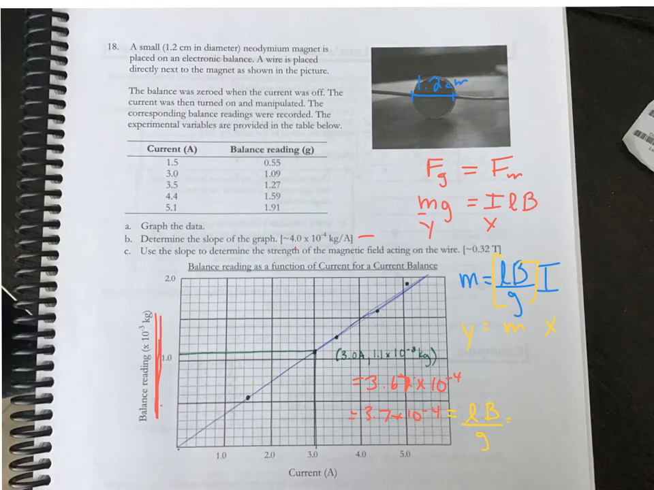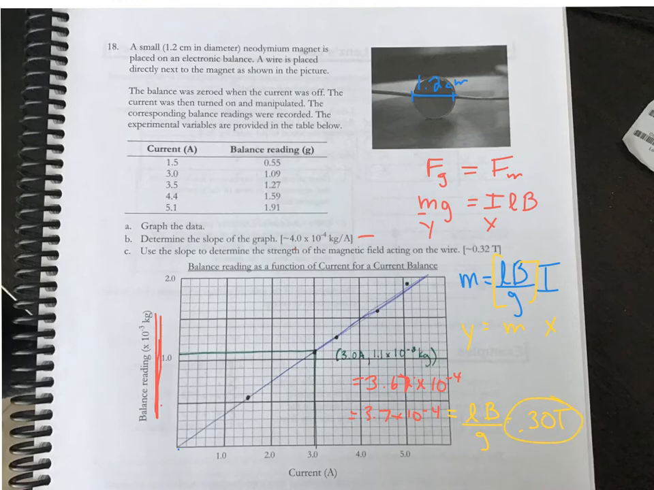So I can take that number. I still have all the decimal places, so times g, so times 9.81, divided by L, so 1.2 times 10 to the negative 2, and I get 0.30 Teslas.